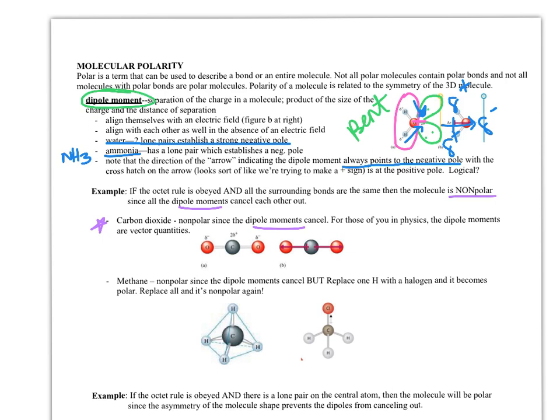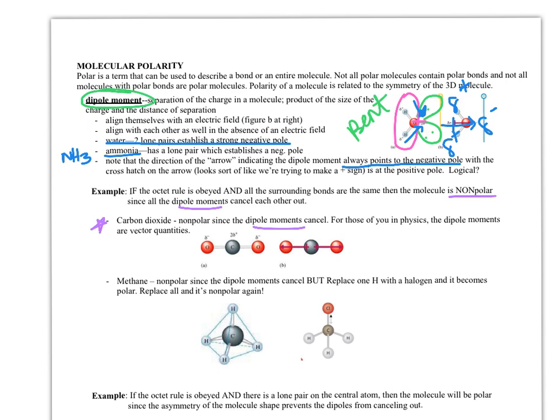So this is where it talks about, if you're in physics, the dipole moments being vector quantities. If I pull one direction with a force and I pull the other direction with an equal force, then those two forces are going to cancel each other out. So that's what it means by vector quantities.